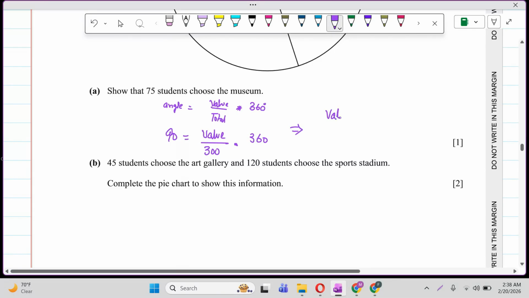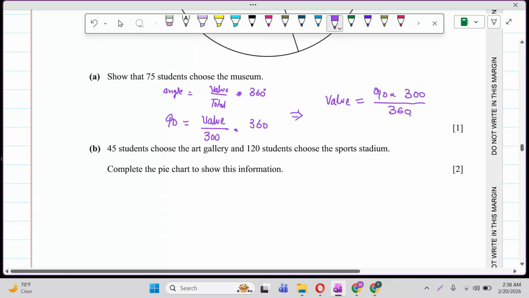So value is equal to, when we switch 300 to the left side, it will be multiplied and 360 will be divided. So it is equal to 90 times 300 over 360. So this one is equal to 75. So it shows that 75 students choose the museum.